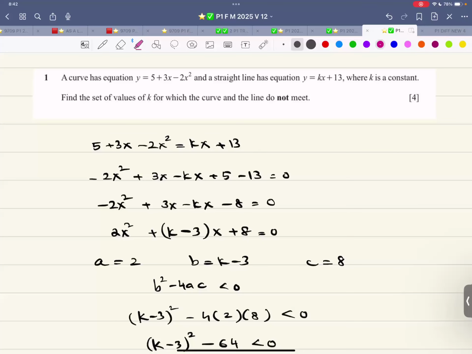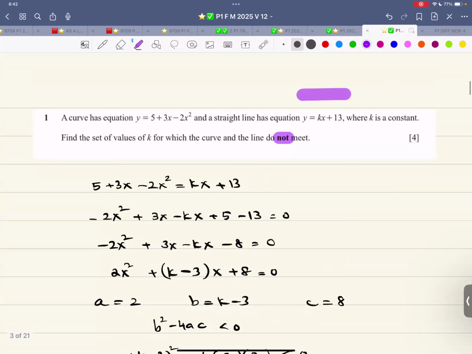Now it says a curve has this equation, y equals 5 plus 3x minus 2x squared, and a straight line has this equation where k is a constant. Find the set of values of k for which the curve and the line do not meet. So this is a question about quadratics. Let me keep on writing over here. In quadratics, this is about b squared minus 4ac less than 0.